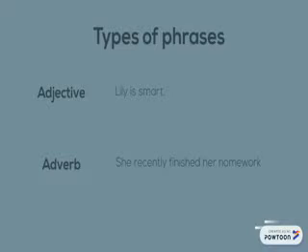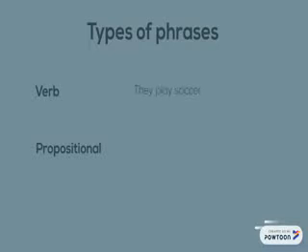In our first example, we have an adjective phrase. Lily is smart. Smart would be the adjective. An adverb phrase: She recently finished her homework. Recently is the head word, therefore, the adverb. In our verb phrase, we have they play soccer. Play is the verb, therefore, this is considered to be a verb phrase. In prepositional, we have in the fridge. In would be the preposition, therefore, a prepositional phrase.